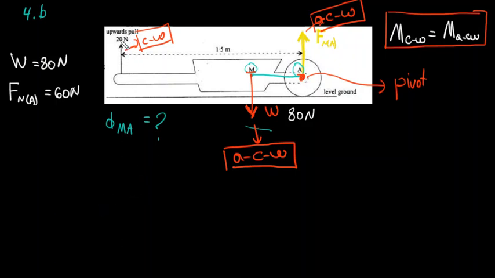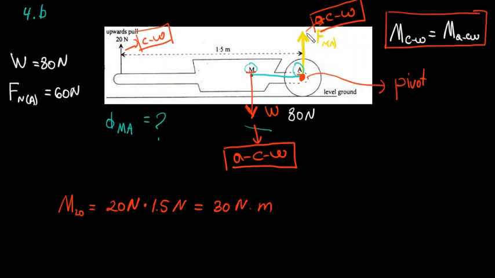So let's find out how much the 20 Newton is creating as a clockwise turning effect. How much effect does 20 Newton have on the pivot? M of 20 Newton is equal to 20 Newton times its perpendicular distance from the pivot, which is going to be 1.5 meters, and it's going to be 30 Newton meter.